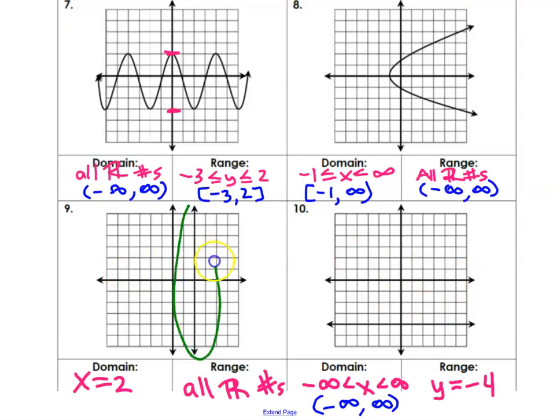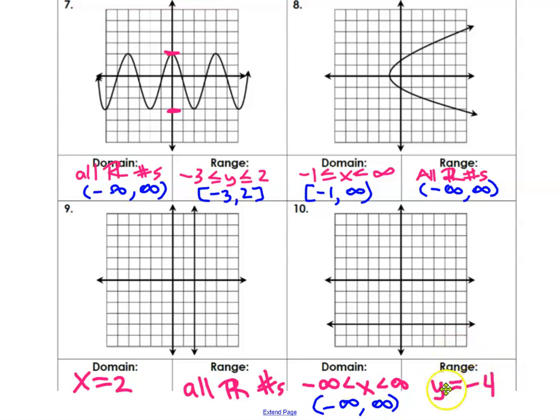You'll notice that this is a vertical line, which means it doesn't go any movement to the left and it doesn't go any movement to the right. It constantly stays on the value of 2. That's why the domain is this one single sentence. You cannot use interval notation because it is not an interval. It is not a space or a selection of numbers between 2 values.